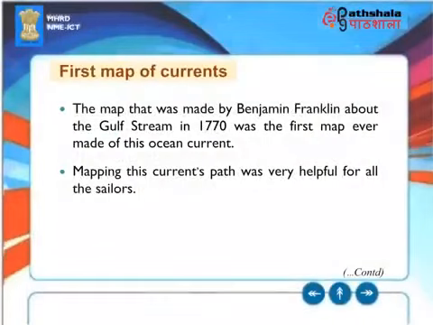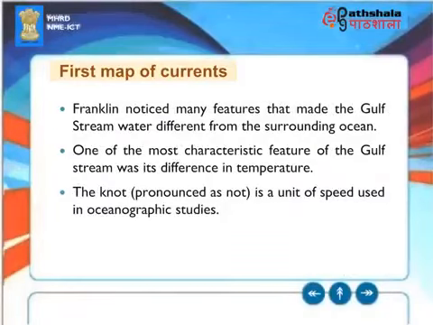First map of currents. The map that was made by Benjamin Franklin about the Gulf Stream in 1770 was the first map ever made of this ocean current. Mapping this current's path was very helpful for all the sailors. Franklin noticed many features that made the Gulf Stream water different from the surrounding ocean. One of the most characteristic features of the Gulf Stream was its difference in temperature. The knot is a unit of speed used in oceanographic studies.